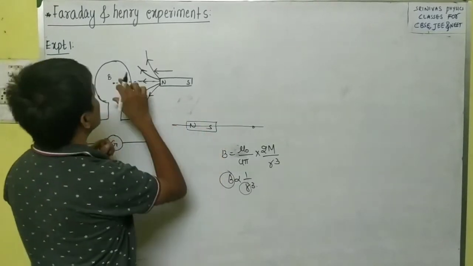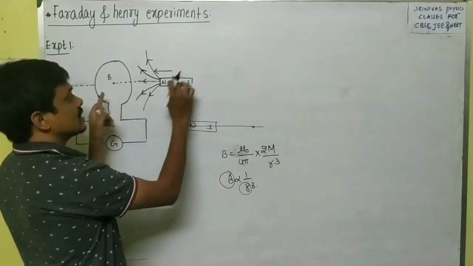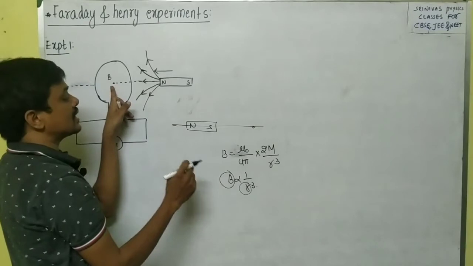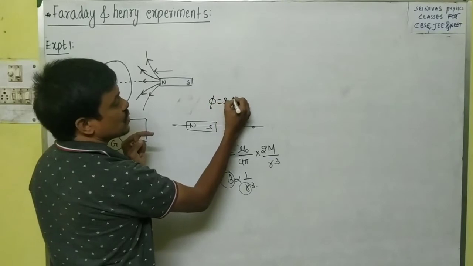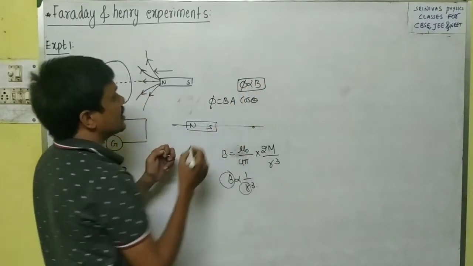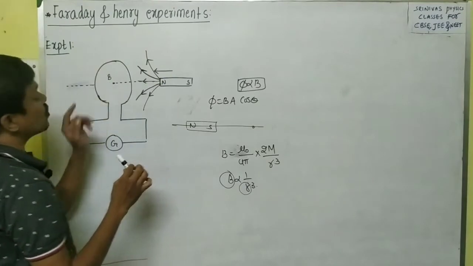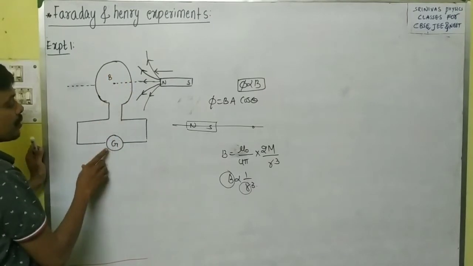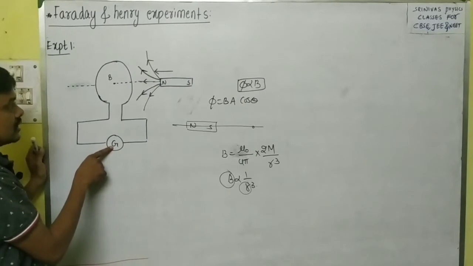But the flux linked with the loop, okay, right? This loop is in the magnetic field of the bar magnet. When the bar magnet is moved towards the loop, the field linked with the loop increases because of the decrease in distance. When the field increases, automatically the flux also increases, because the flux is proportional to the field. That means when we move the magnet, the flux linked with the loop changes, and the change in flux produces EMF or current in this loop.